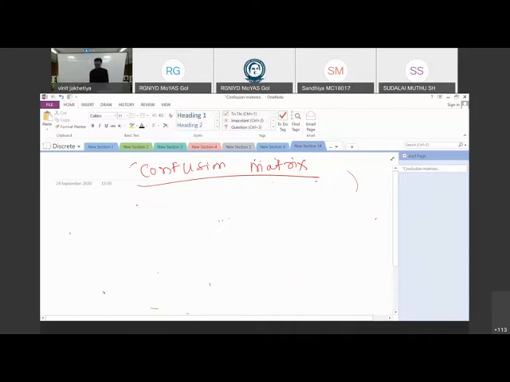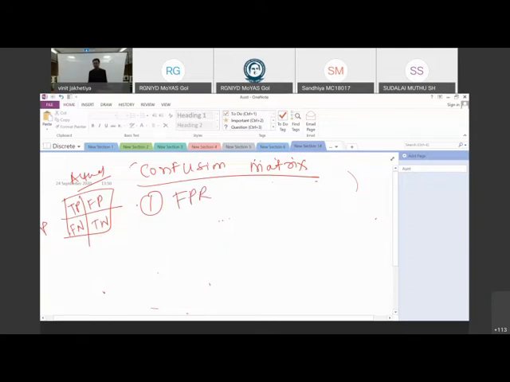Okay. So let's try to create this confusion matrix one more time and try to understand the different parameters. The first term which I'm going to define is the FPR. FPR means false positive rate. This is equal to FP divided by FP plus TN. That means false positive divided by the false positive plus true negative.